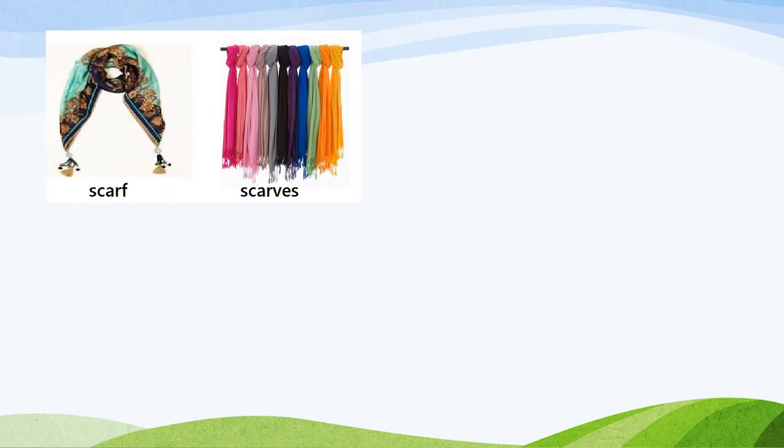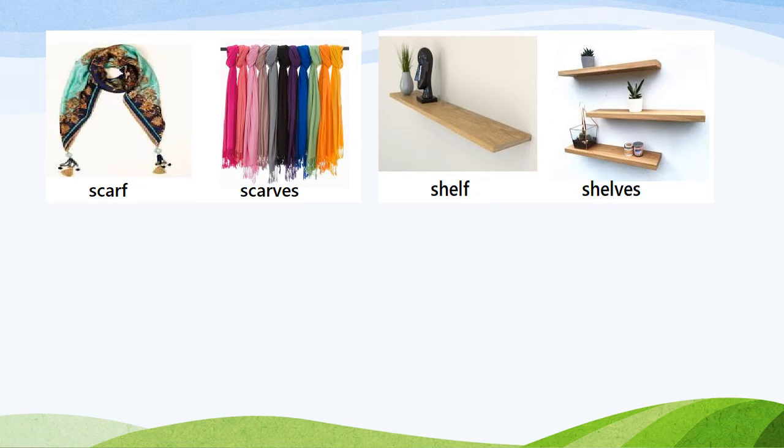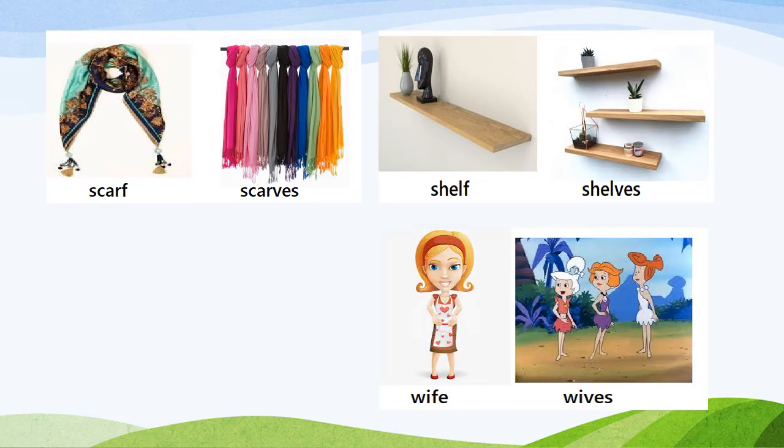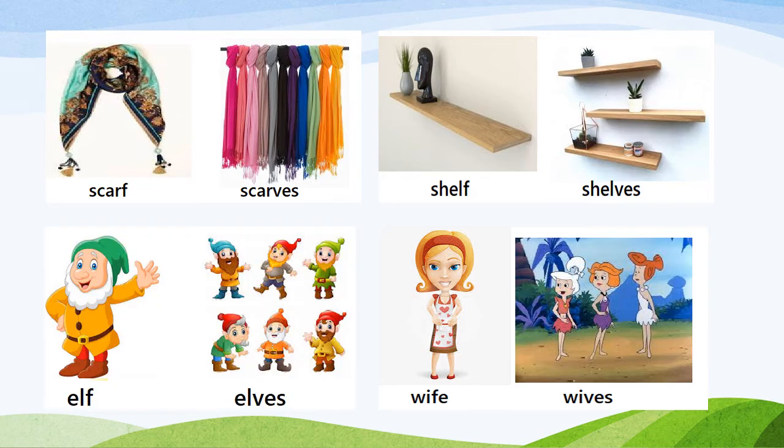Scarf becomes scarves. Shelf becomes shelves. Wife becomes wives. Elf becomes elves. So here, can you see the words are ending either with F or FE, and we remove F, we remove FE, and we add VES.